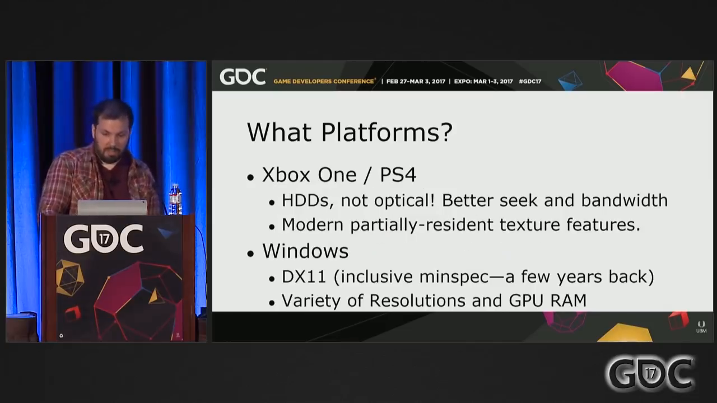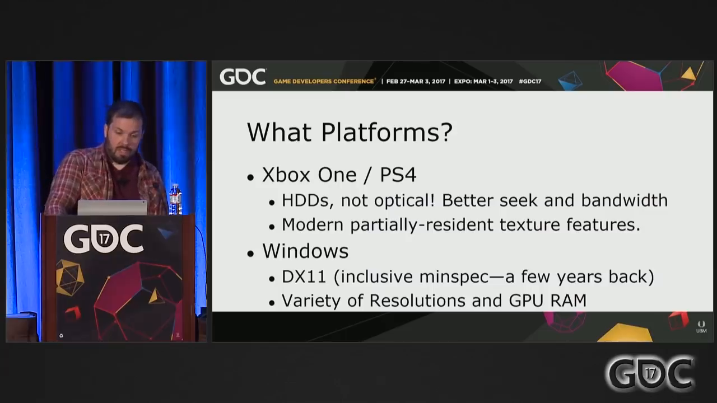So what platforms are we on? Well, we're on modern consoles. The most important aspect of those for streaming is that they have hard drives, so you get a lot better seek and bandwidth than optical media. Also, they have modern APIs for dealing with loading and unloading textures, and you can do more direct memory access. You don't necessarily even have to go through an API all the time.